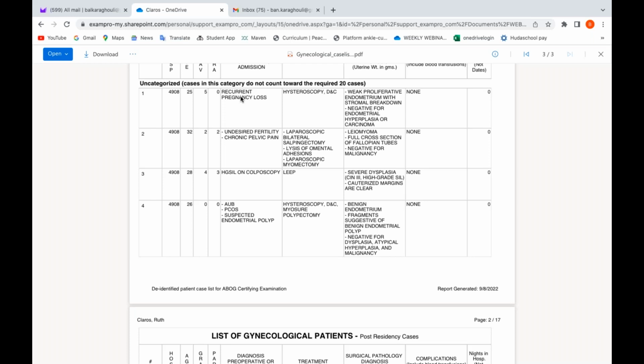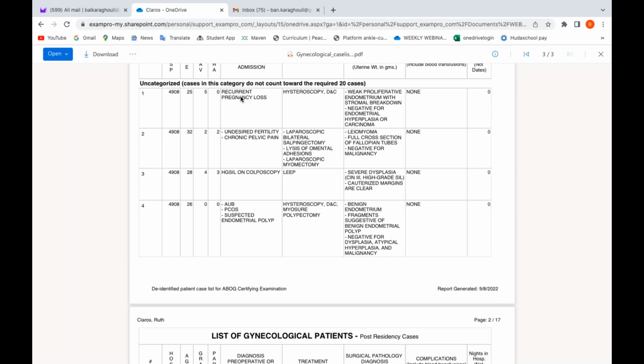Okay, so this is not really GYN but OB, but let's talk a little bit about recurrent pregnancy losses. What is the definition of recurrent pregnancy loss? It's when you have 3 or more losses in the first trimester, but you can begin the evaluation after the patient has had more than 2 recurrent losses.